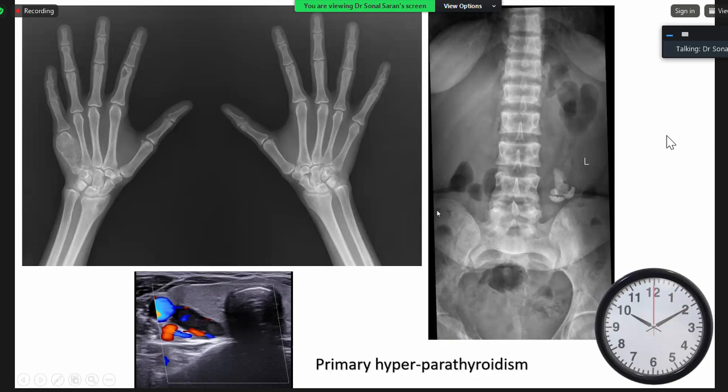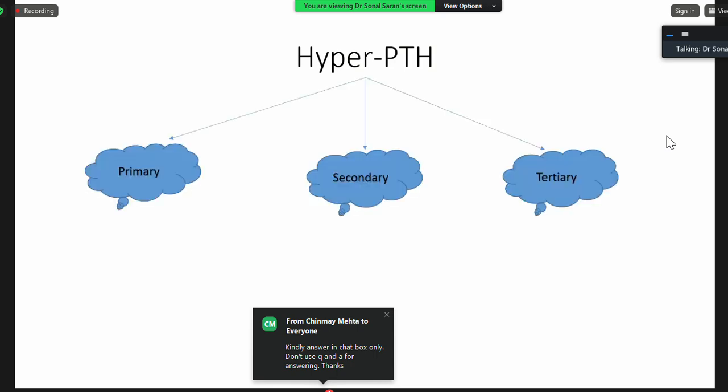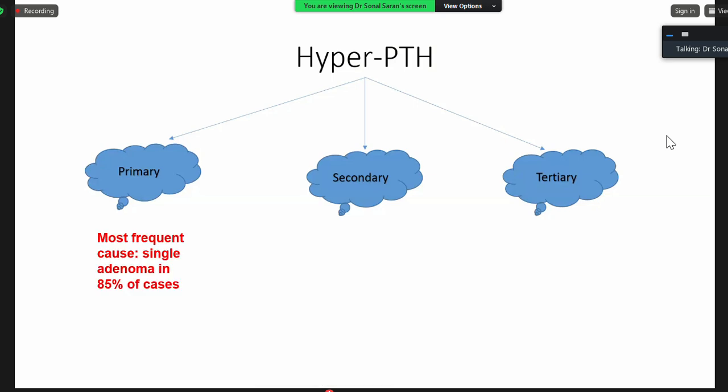And these are basically brown tumors. And these are renal stones, which are quite frequent in cases of hyperparathyroidism. So when we talk about hyperparathyroidism, we have three types: primary, secondary, and tertiary. Primary is because of hyperproduction of parathyroid hormone from the gland itself. It may be because of hyperplasia or adenoma, but the most frequent cause is adenoma, which is single in 85% of cases.